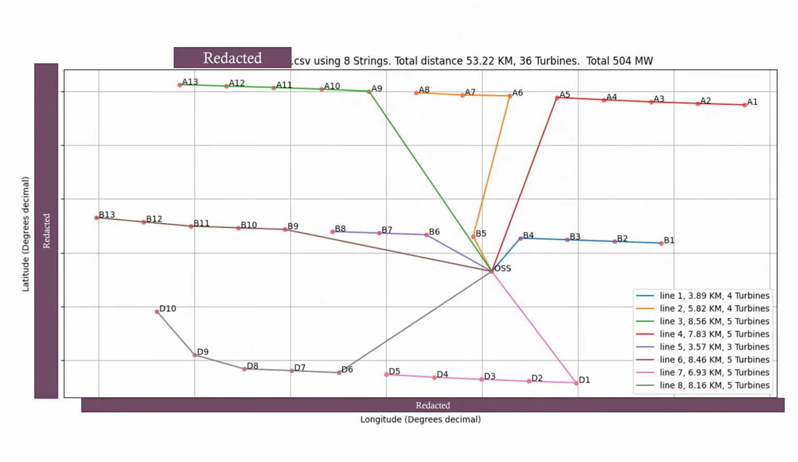When you run the code, for example, on this hypothetical wind farm, which has 36 turbines, if you give it 8 strings, it will optimize it and tell you that you need 53.2 kilometers of cable. Now, if you did this manually, you wouldn't get anything like that. You'd probably end up getting 60 kilometers. And this is a relatively simple wind farm layout.